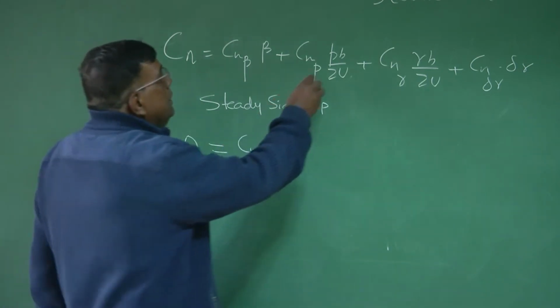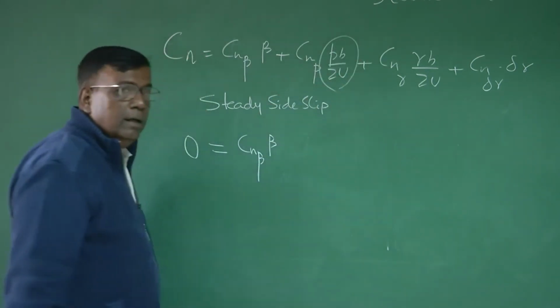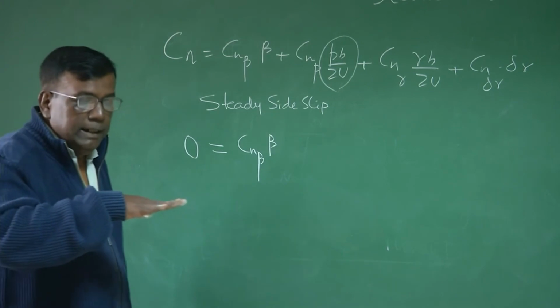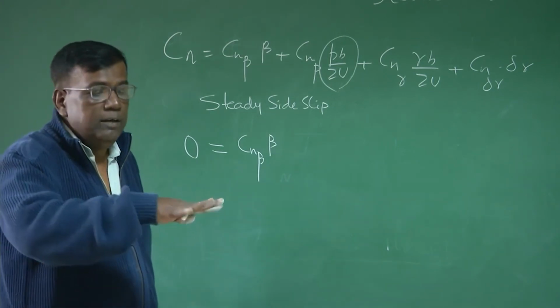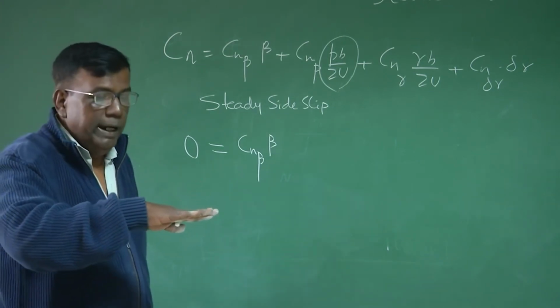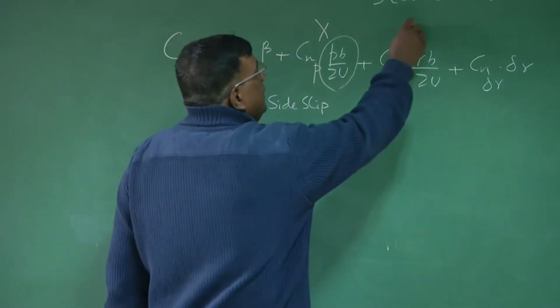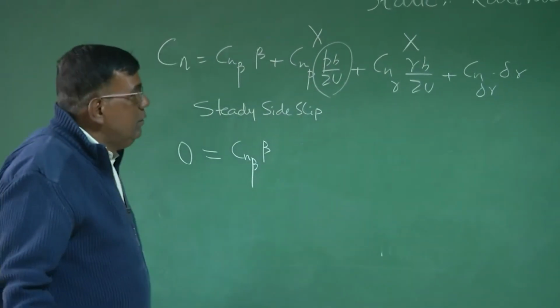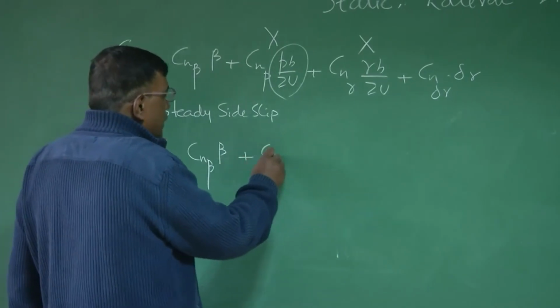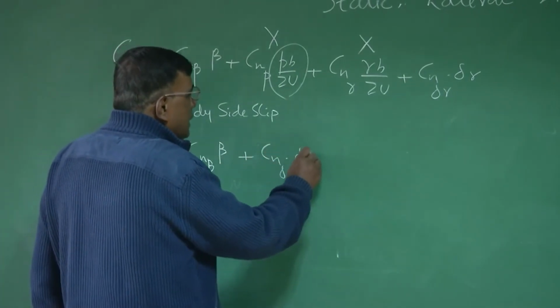What about this term? Is there any p? When it is moving like this, is there any p? If there is a p, it will roll like this. It is moving like this. Is there any p? So this term goes to 0. Is there any r? Goes to 0. So I have got this plus Cn delta r into delta r.